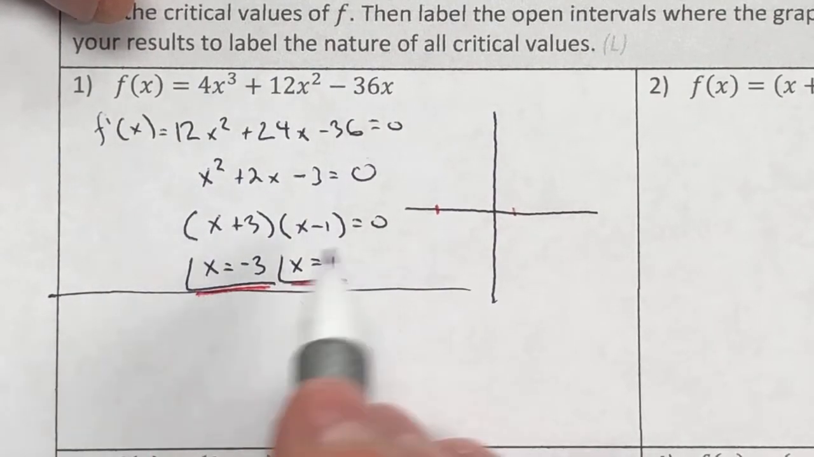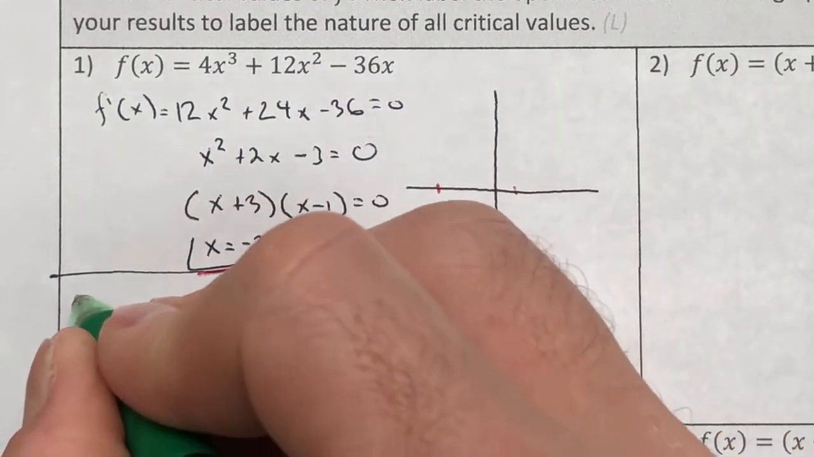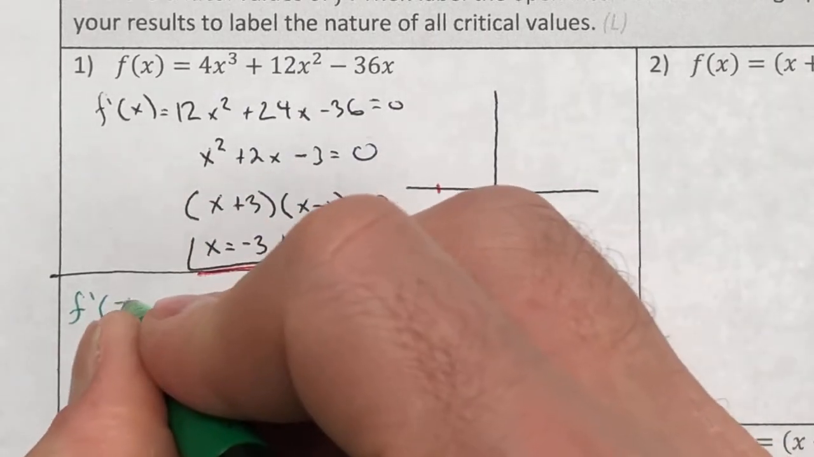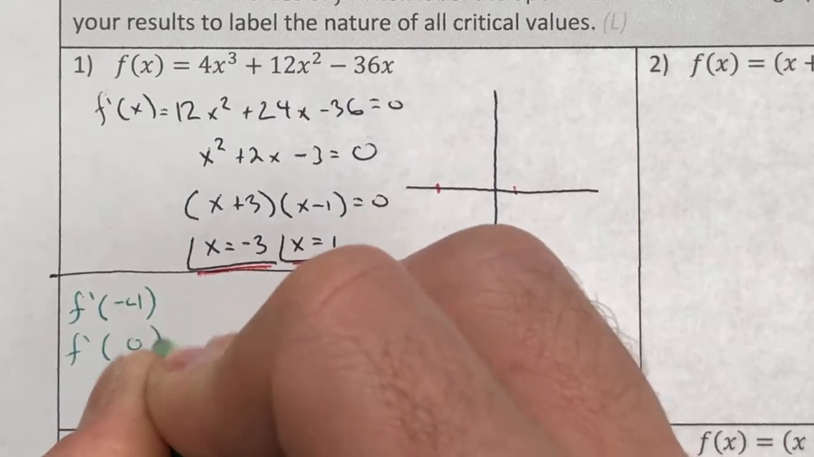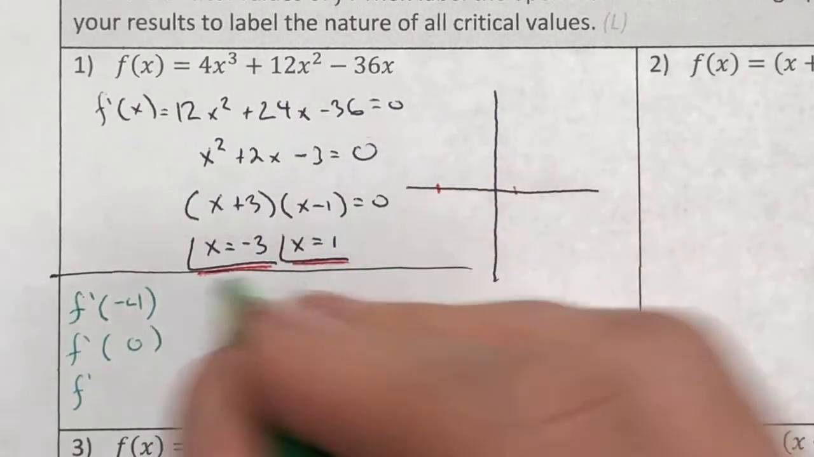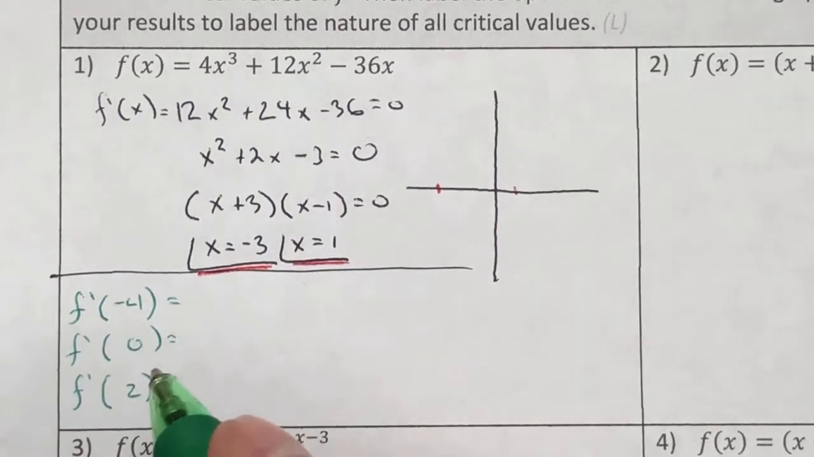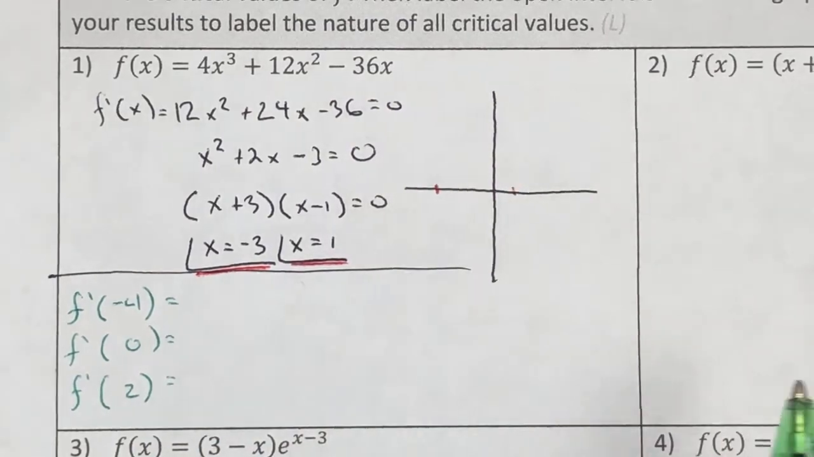some values around these points, which means I need to plug in, first off, a value in the derivative to the left of negative 3. So let's plug in a negative 4, something in the middle, how about a 0, and then something to the right of my 1, so how about a 2? And we're going to see what the derivative is doing at these 3 points. So we'll see what's here, here, and here.